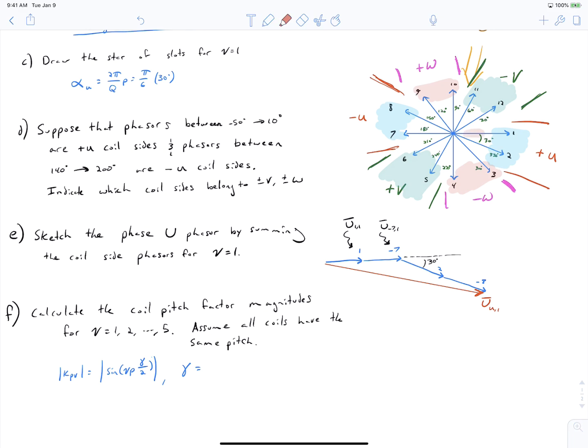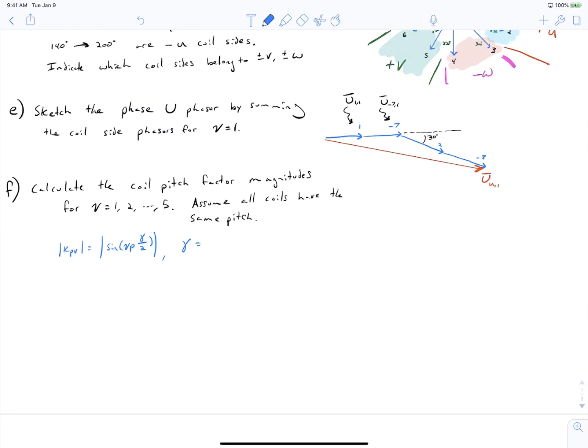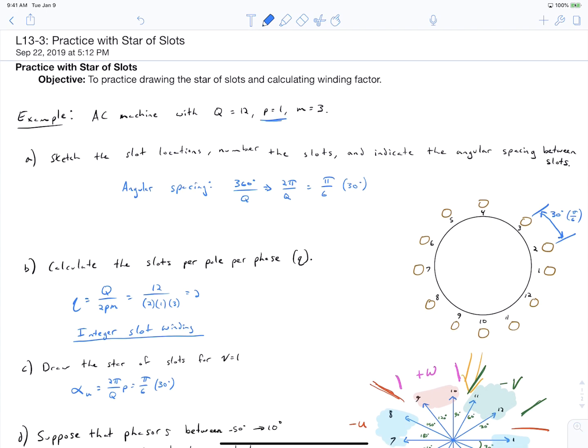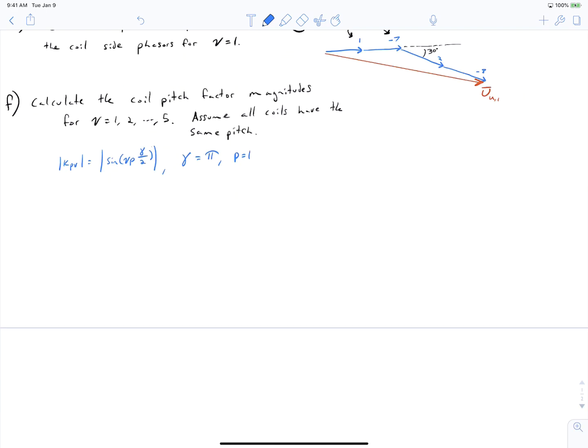We could connect coil side 1 to coil side 8 and coil side 2 to coil side 7. In that case, we'd have coils with a pitch of 150 degrees. Or we could connect coil side 1 to coil side 7 and coil side 2 to coil side 8. In that case, we'd have a pitch of 180 degrees. We're going to assume that we have the coil pitch of 180 degrees, or pi radians. And in the problem statement, I told you what the value of P is, so we actually already know P. Alright, we're now set to calculate our winding pitch factors, our coil pitch factors.